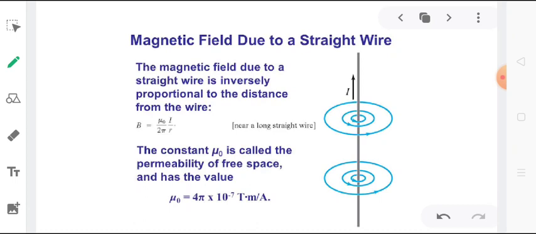So you should know the factors on which the strength of the magnetic field due to a straight current carrying conductor depends. These are two. It is directly dependent upon the strength of the current, so B is directly proportional to I, and it is inversely dependent on the distance from the wire, so B is inversely proportional to R. In this expression, the constant mu 0 is called the permeability of free space, and it has the value mu 0 equal to 4 pi into 10 to the power minus 7 Tesla meter per ampere.